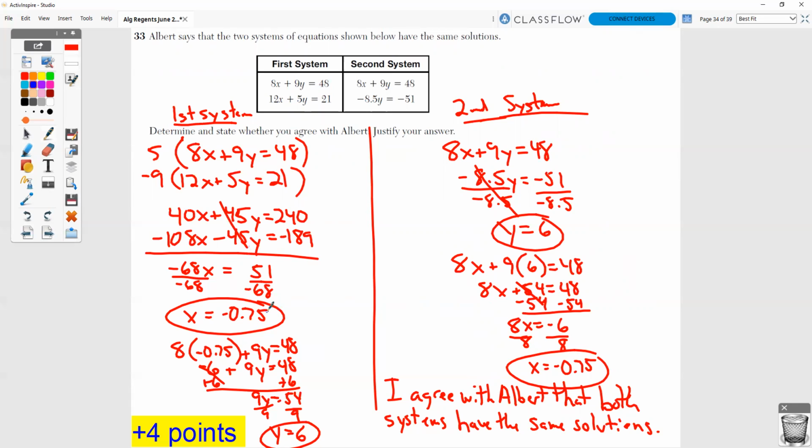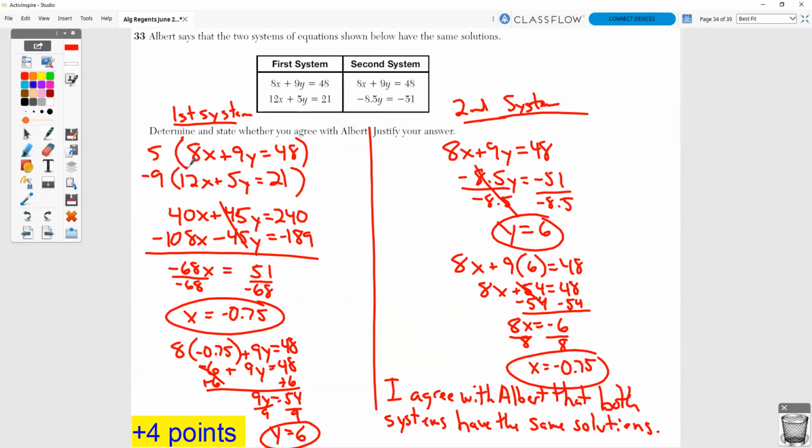In this first system, I have x's and I have y's. I'm not seeing a nice clear path. We don't have opposites, so we need to multiply to create our own opposites. I'm choosing to make opposites with my y's here. So I'm going to make a 45y and a negative 45y by multiplying by 5 and negative 9.